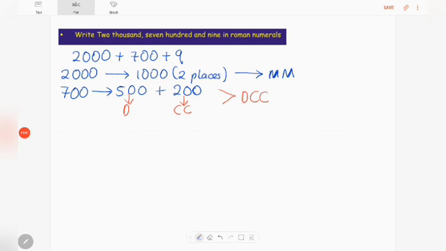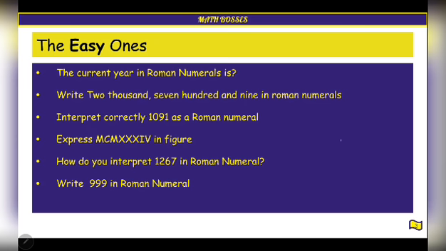Then, from our table of symbols, we recall that 9 is IX. So to merge all this together, we have MMDCCIX as the value for 2709 in Roman numerals.